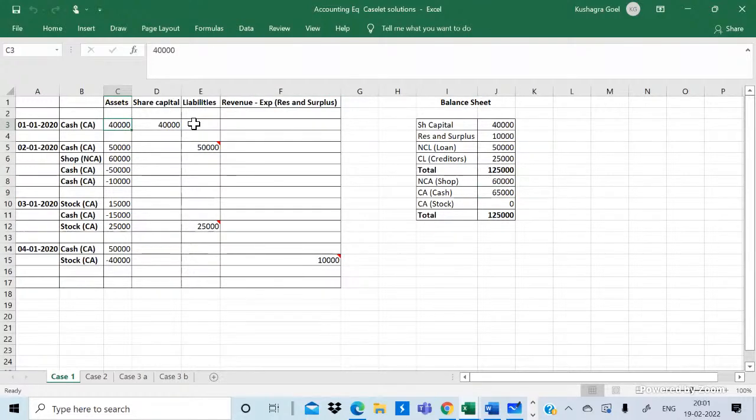So like I said, you have the accounting equation. So you have assets, and then assets will be equal to share capital plus liability plus revenue minus expense. And revenue minus expense is nothing but your reserves and surplus. So let's look at each transaction and then identify whether there's an asset involved or a liability involved. And then accordingly, we'll incorporate it.